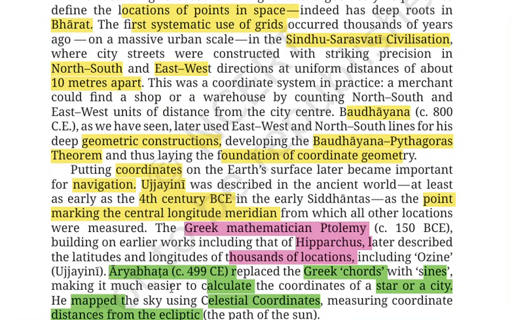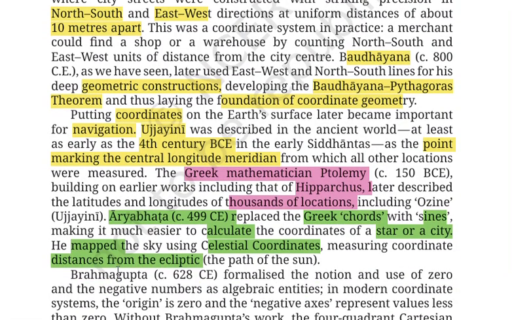Then after that came Aryabhata. Aryabhata replaced the Greek codes with science, making it much easier to calculate the coordinates of a star or a city. He also mapped the sky with celestial coordinates, measuring coordinates distance from the ecliptic, the path of the sun.